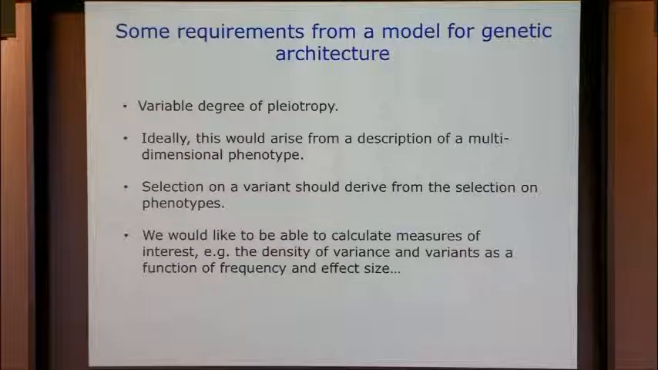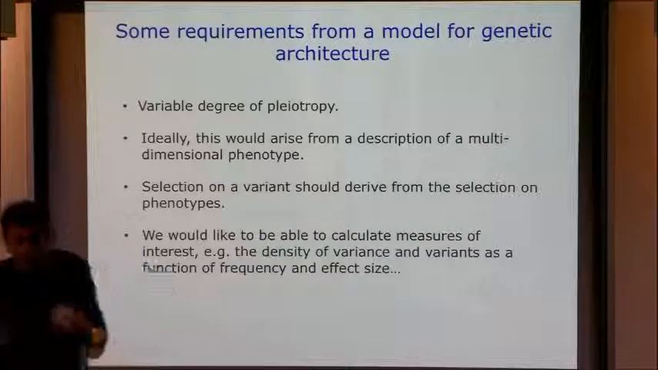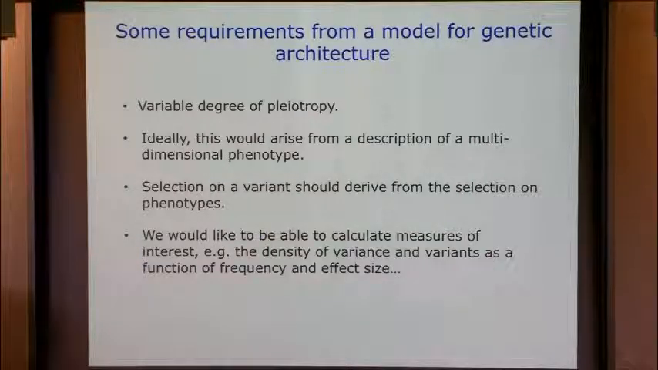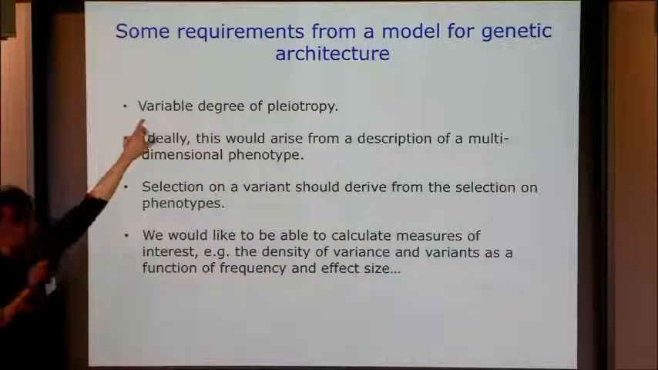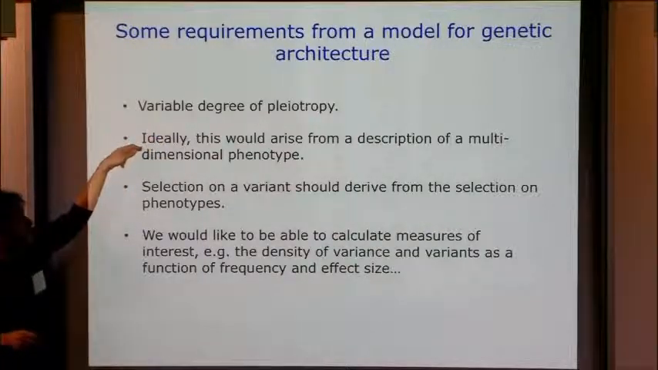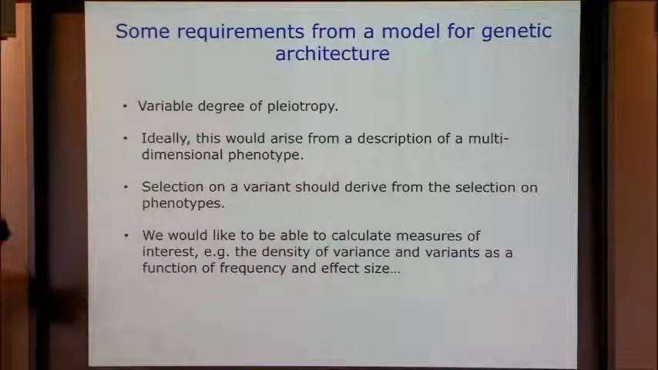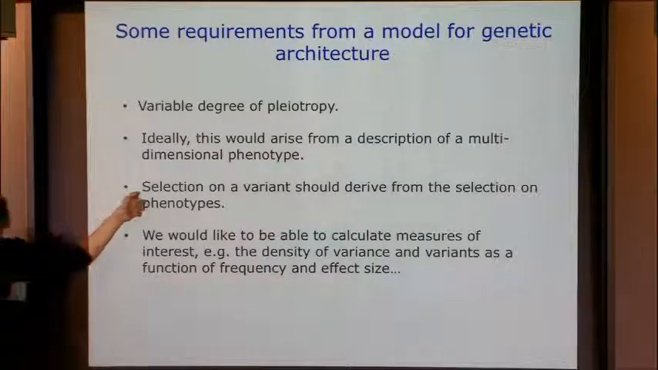So now we could go ahead and try to model this, and I just wrote down some requirements we would like to have in this model. We would have to be able to have some parameter for the degree of pleiotropy. It would be nice if the pleiotropy actually came from a description of some multidimensional phenotype, so we understand where it comes from. It would also be nice if the selection came from this multidimensional phenotype as well.